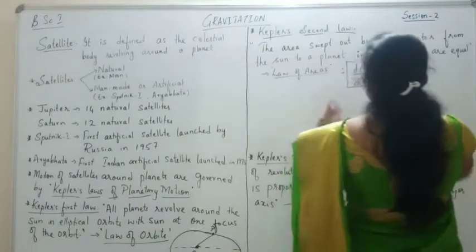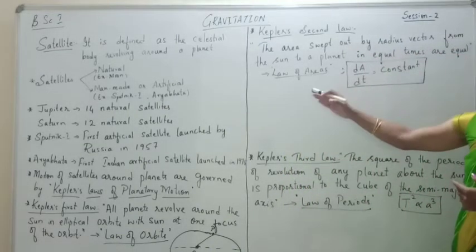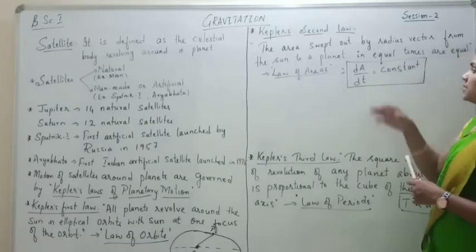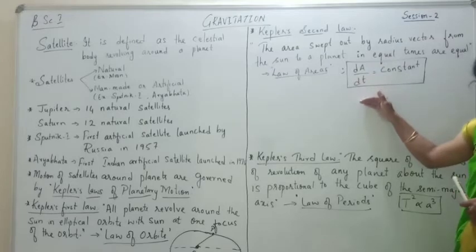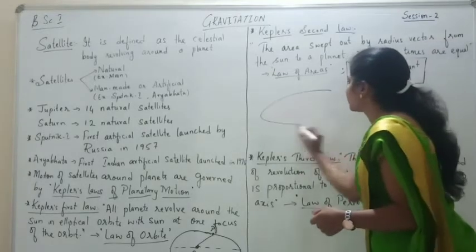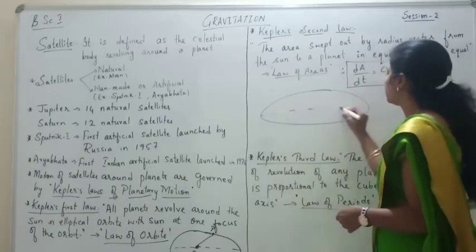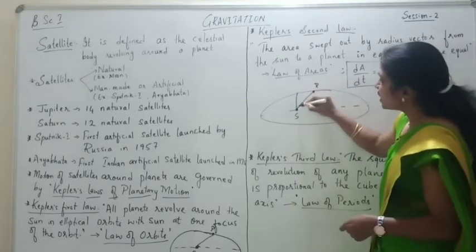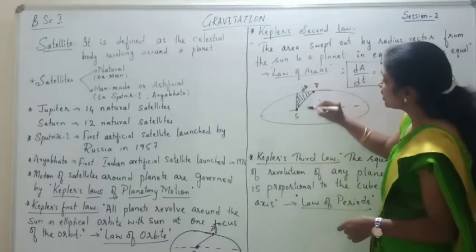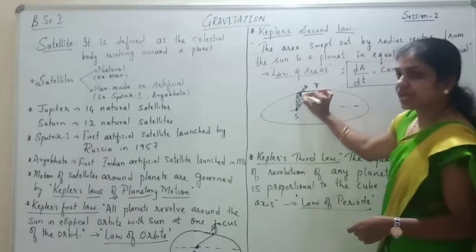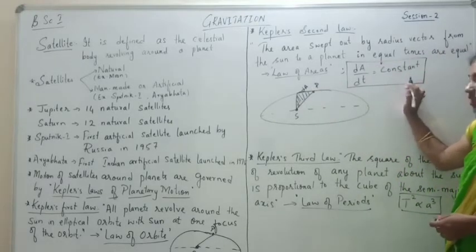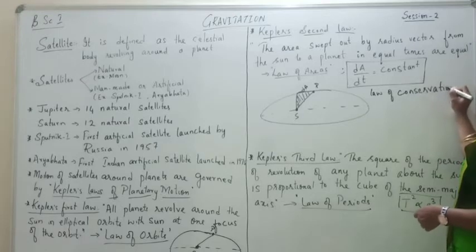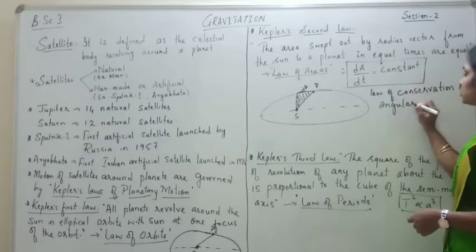The second law states that the area swept out by the radius vector from the sun to a planet in equal times is equal. It is also called the law of areas, or we can say that the rate of change of area with respect to time is constant. So for example, this is how the planets are moving around the sun. This is the sun. If the planet is here at a particular time, it covers equal areas in equal intervals of time. Suppose it covers the area dA in a time dt, then dA by dt is constant. This also follows the law of conservation of angular momentum.